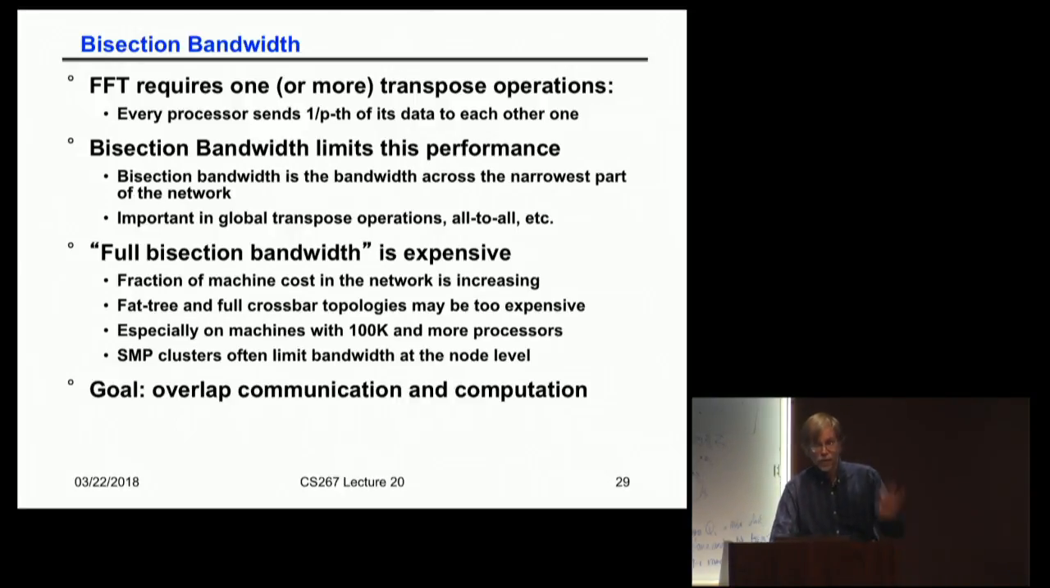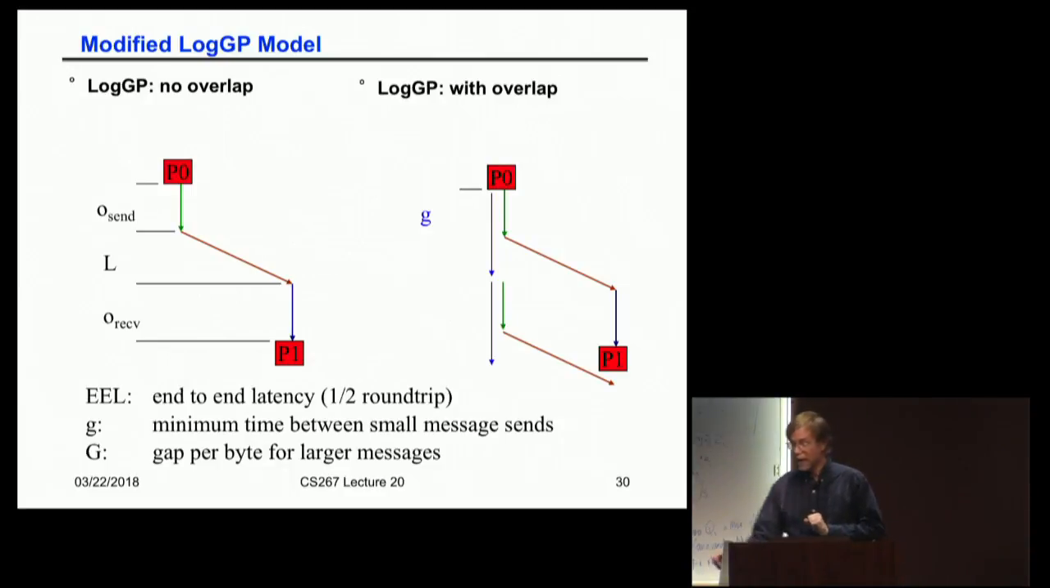So now let me dive down. So far we've had this simple model where we count the number of messages and we count the number of words moved, and that isn't detailed enough to understand how much opportunity we have for overlapping communication and computation. So let me go down one more level and talk about something called the LogGP model.